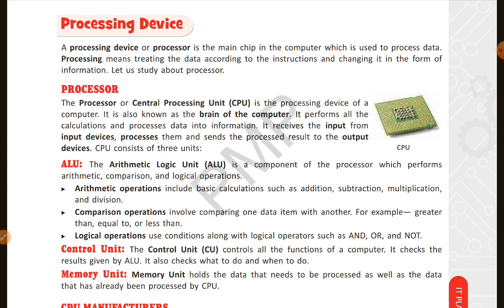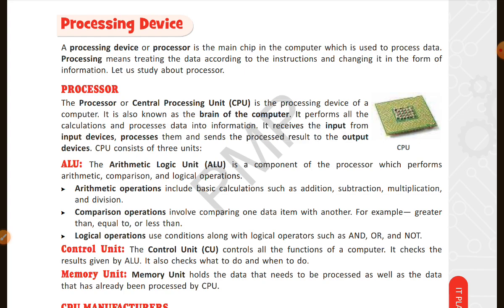First is ALU, the arithmetic logical unit. ALU is a component of the processor which performs arithmetic, comparison and logical operations. Means what are arithmetic operations? Addition, subtraction, division, these are the arithmetic operations. Comparison means greater than, less than, equals to, these are comparison and logical operations.